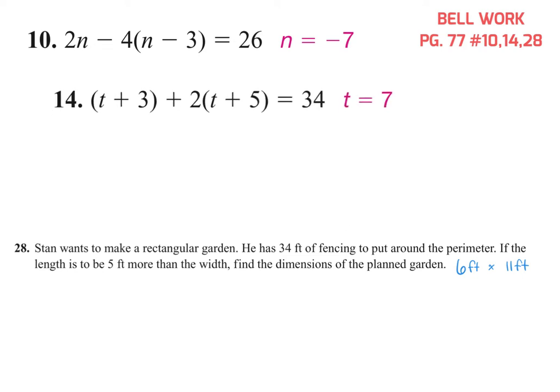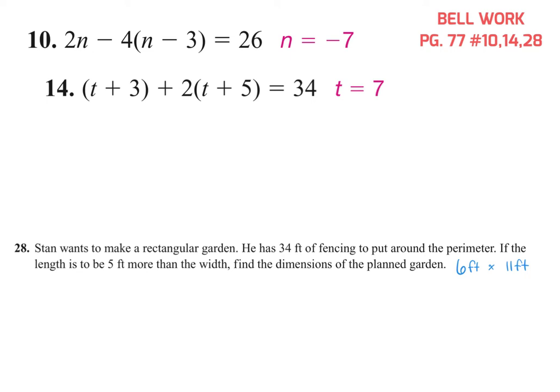All right, so we're going to do 14 together. For this one, you can think of this as just a 1. So when you distribute a 1 through, it doesn't change anything. You just have the t plus the 3. Here you're distributing a 2. 2 times the t and 2 times the 5.